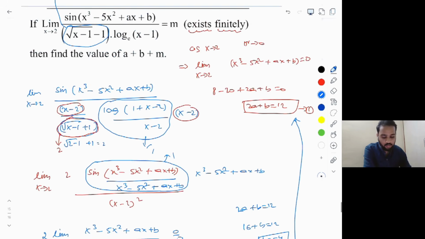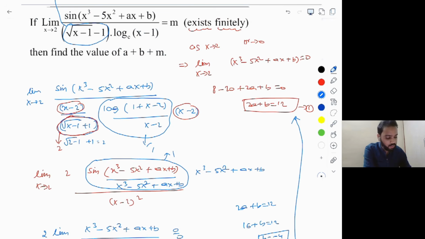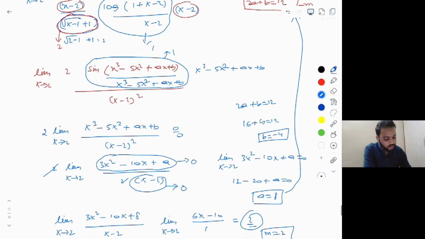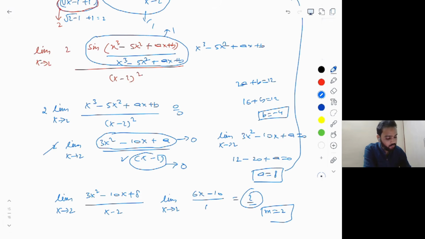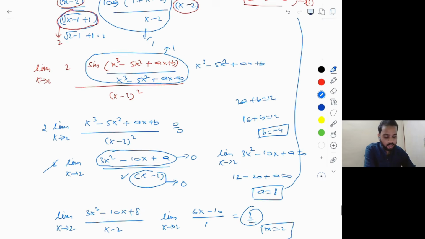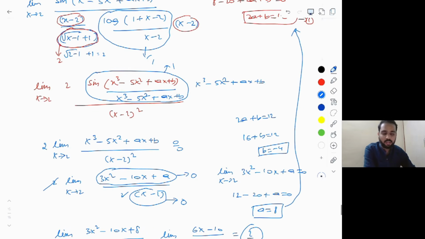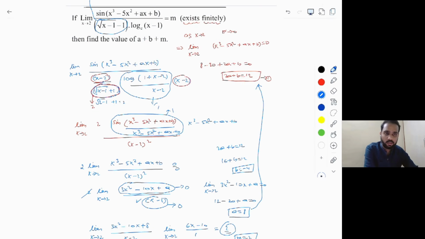Look at what we have to find out. We have to find out a plus b plus m. A value is 8, b value is minus 4, and then m value is 2, which makes the final answer as 6, right? So it's an interesting question, not a difficult one. Just the basic formulas of limits are required, nothing else. Okay.